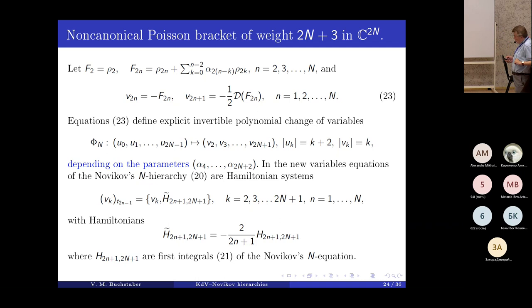It turns out we can construct explicitly the Poisson bracket on this space. It is exactly the result from our paper with Alexander Mikhailov. You see, it turns out if you change coordinates and go from the coordinates u, u1, u2 to the coordinates v, we obtain an invertible polynomial change of variables dependent on the parameters. It's very important, dependent on the parameters. It turns out in the new variables, the equations of the Novikov hierarchy form a Hamiltonian system, where the Hamiltonian is what I described before. So it is a Hamiltonian system.